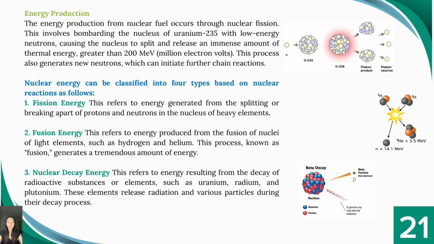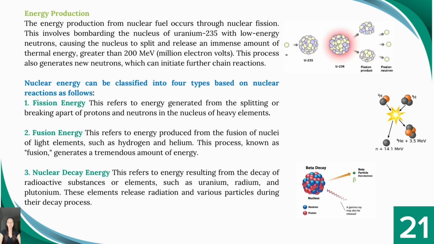Energy production. The energy production from nuclear fuel occurs through nuclear fission. This involves bombarding the nucleus of uranium-235 with a low energy neutron, causing the nucleus to split and release an immense amount of thermal energy, greater than 200 million electron volts. This process also generates neutrons, which can initiate a further chain reaction.